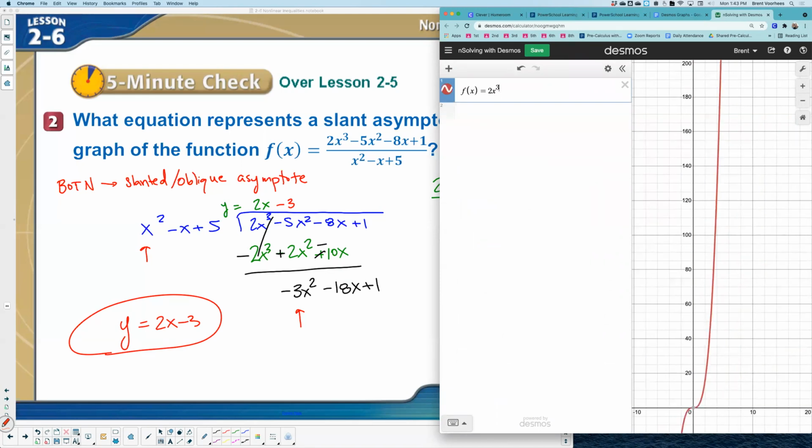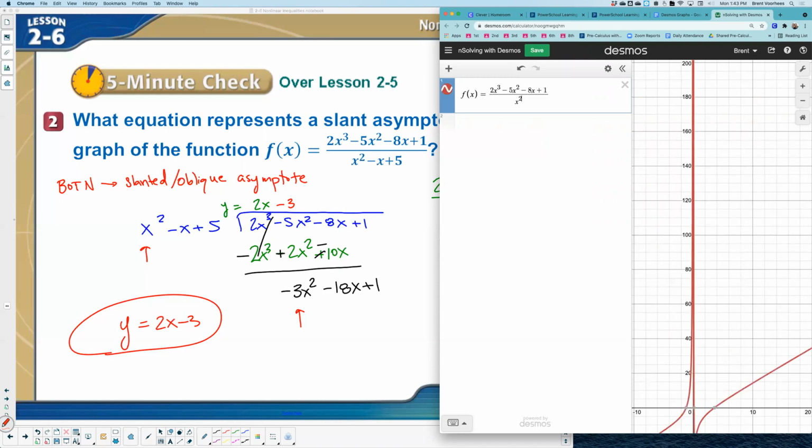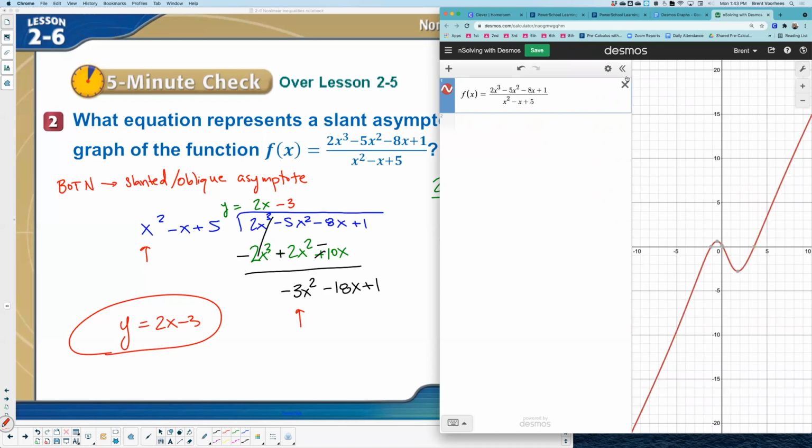2x cubed minus 5x squared minus 8x plus 1 over x squared minus x plus 5. By the way, as I graph this, I want you to know that you don't have to do all that algebra I just did. If you want to try to use your calculator, I'll show you a great way of using the calculator as a cheat. Let me first show you the answer though.